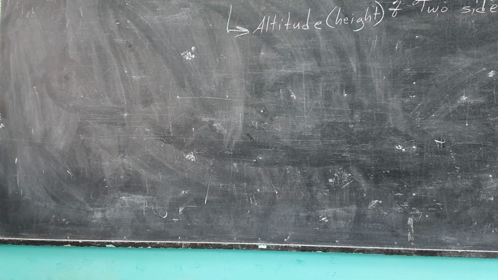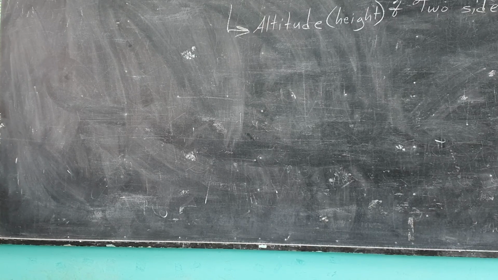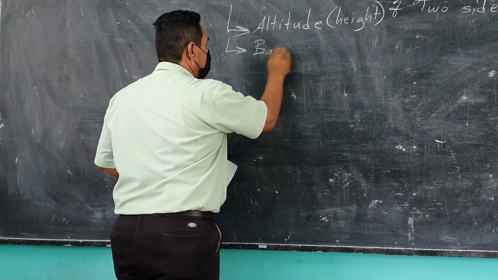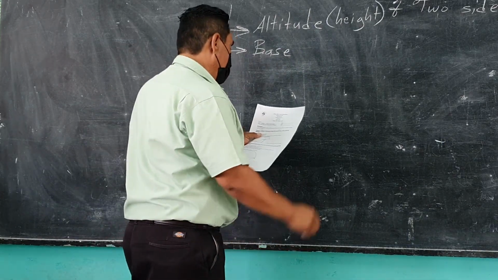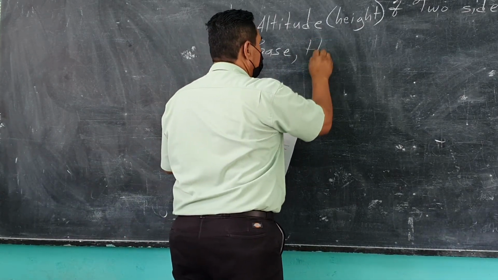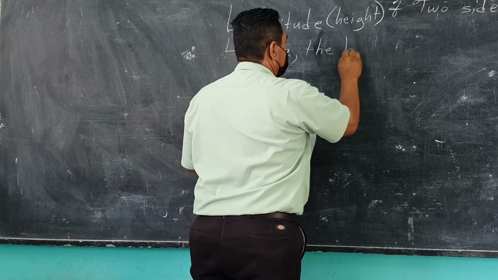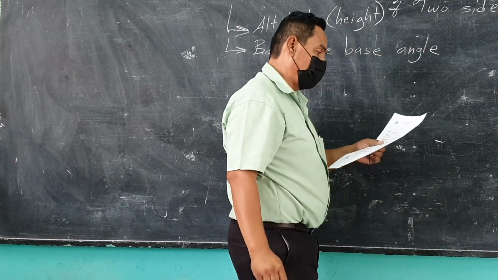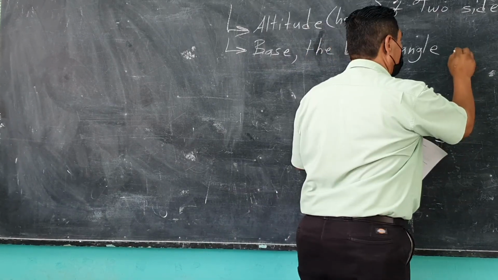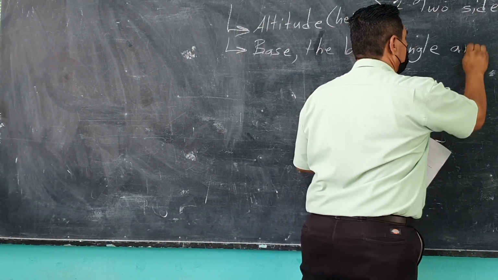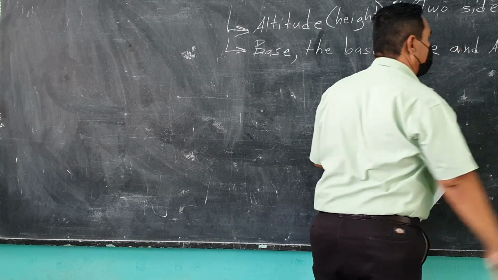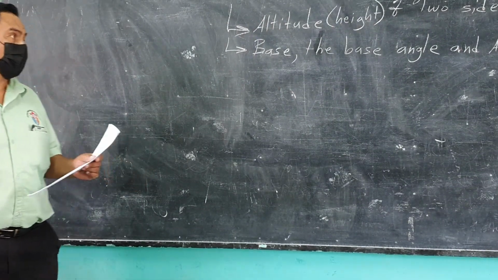Now, today we are going to be dealing with the construction of a triangle given the base, the base angle and altitude, full stop. Okay, so that is what we are going to be dealing with today.